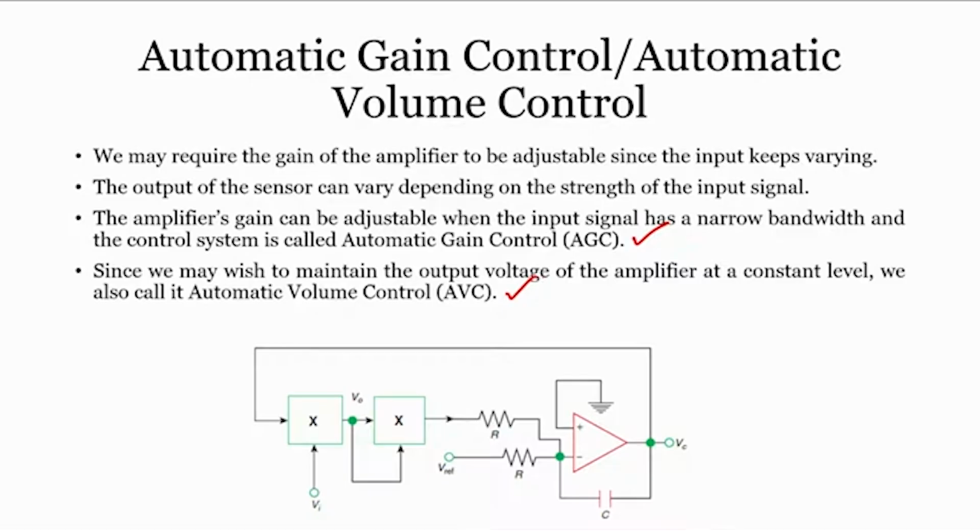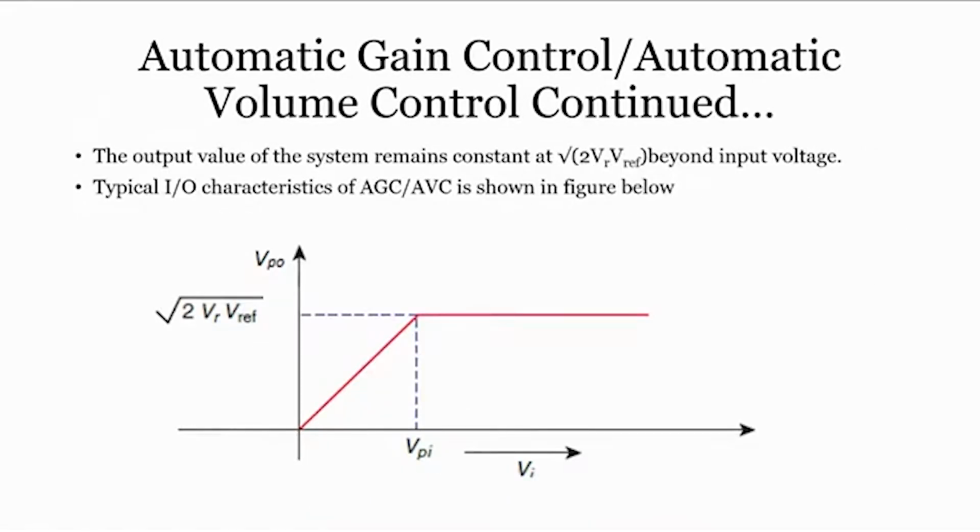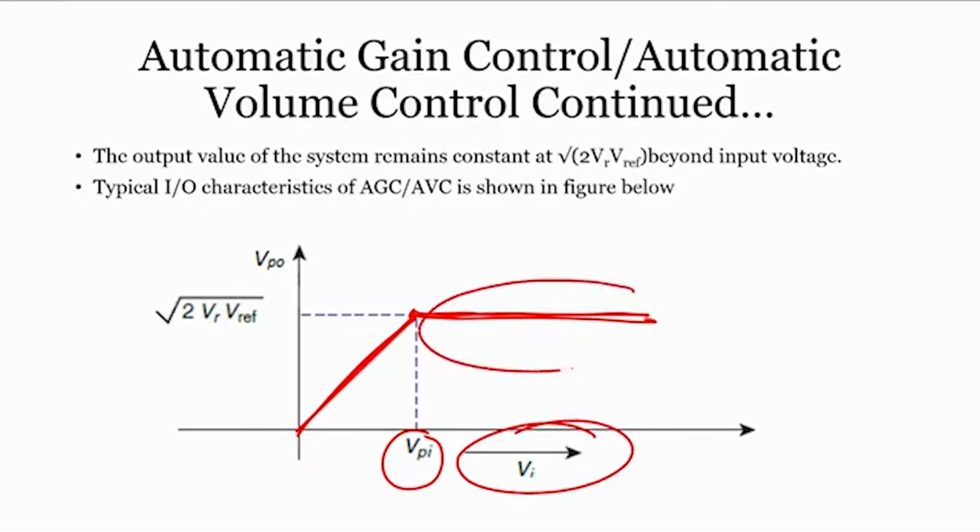Now, if you see this circuit, first let us see a plot. Until this VPI the output changes almost linearly, and above VPI we reach a point where the output is kind of constant. So, how do we get this constant output even if there is a change in the VPI signal? As you can see here, even if the input changes, we are not looking at a change in the output. How can we obtain this constant output?